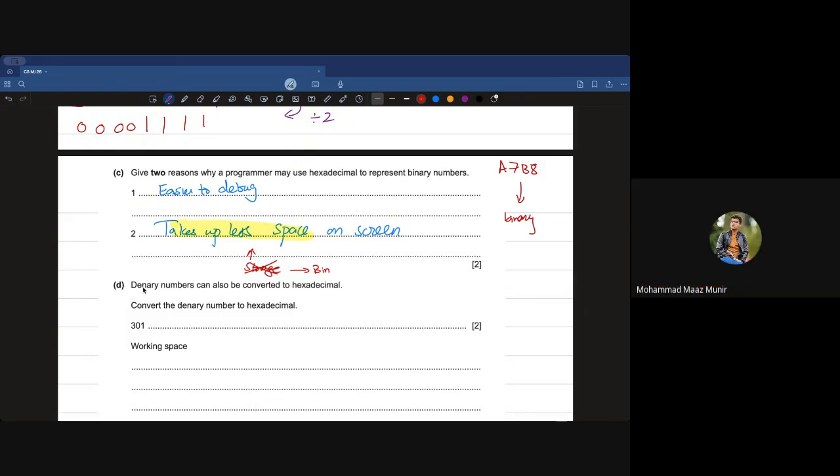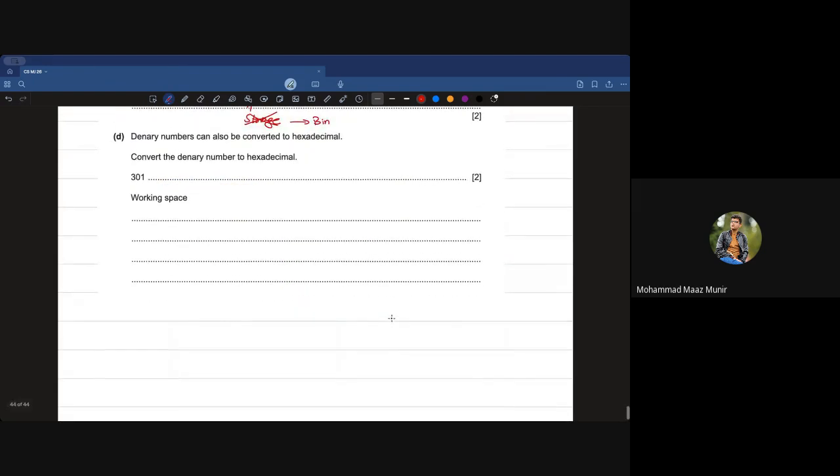Apart from that, if I look at question number D, it says I have a denary number and I need to convert this into hexadecimal. Remember my approach: convert this denary number into binary and then go from binary to hexadecimal, because that's the way where you have the least possibility of making an error, and either way you're going to get marks for it. So don't worry. How would I convert 301 into binary?